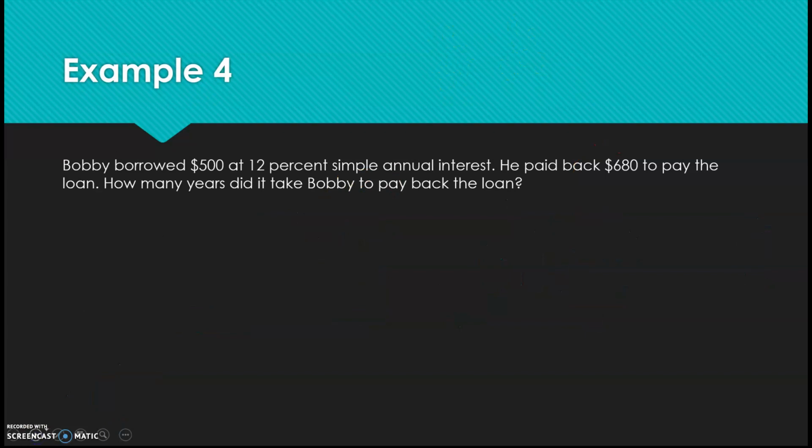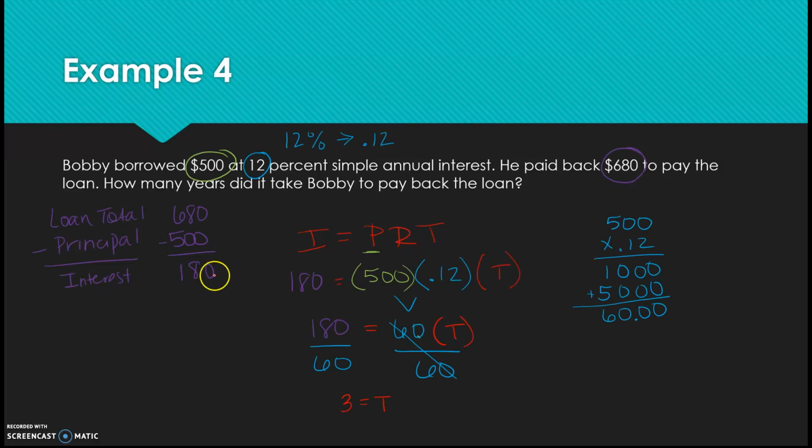All right, next one, gonna do it super fast. So Bobby borrowed $500 at 12% simple interest. If he paid back $680 to pay the loan, how many years did it take him? Okay. So first you need to plug it in. So I'm going to pause. Take a quick look. We needed to find interest. This is how we did it. Ask if you need help.